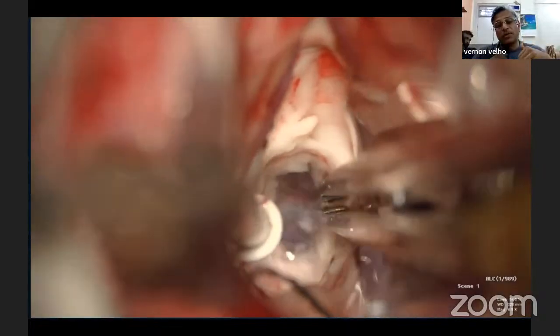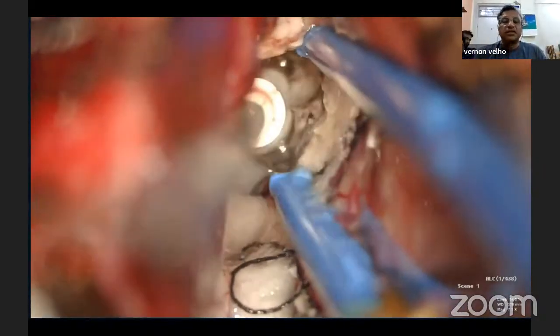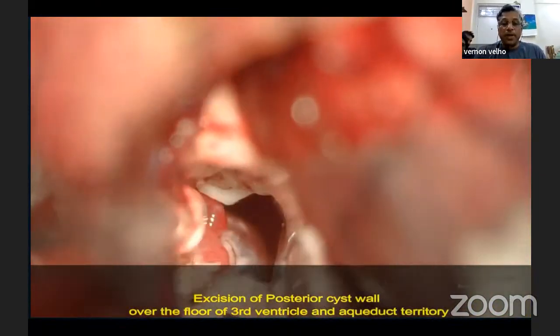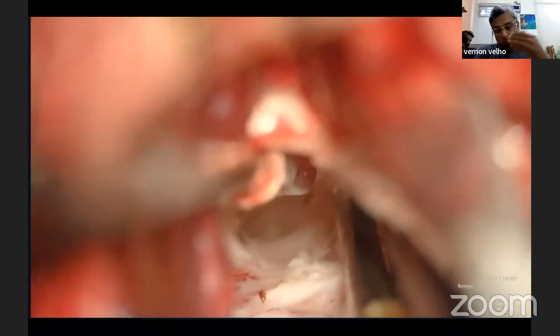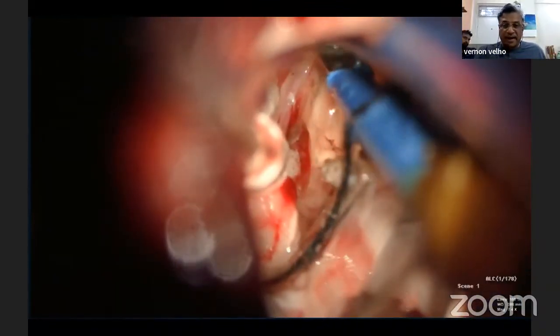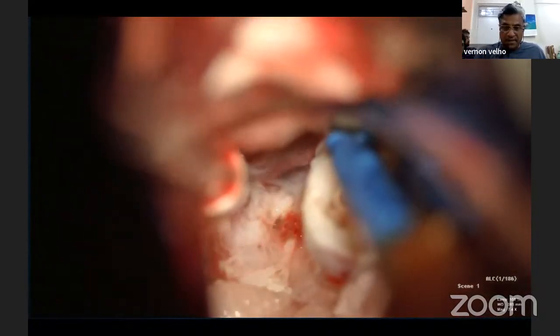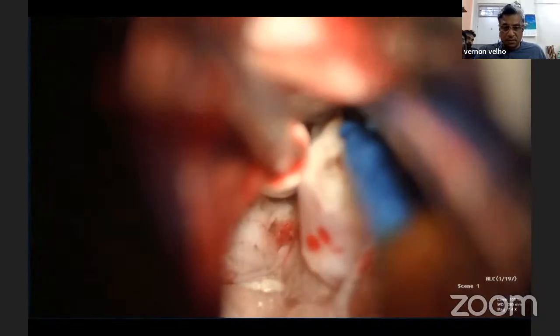So we went transcallosal through the interforniceal space and transchoroidal between the internal cerebral veins to get this whole lesion out, which was almost reaching the prepontine cistern. Again, no retractors. It was almost going to the prepontine cistern. So it was a large cyst.